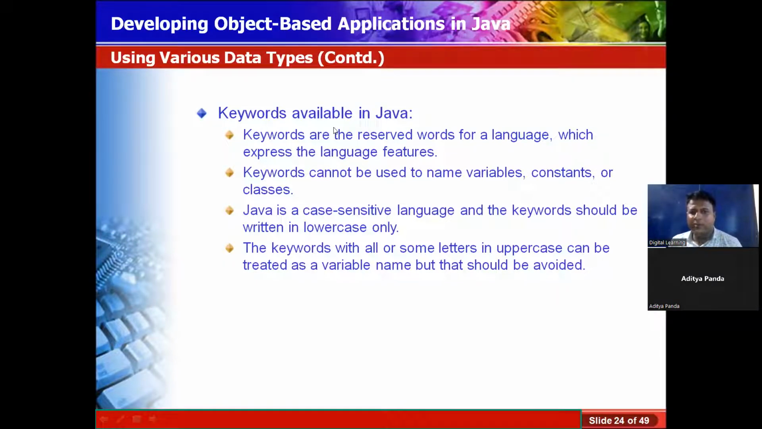The keywords available in Java are called reserved words. It is a reserved word for any language which can be expressed as a language feature. Keyword cannot be used to name a variable, like public, system; these are keywords. The keyword cannot be used to name a variable or constant. As Java is a case sensitive language, keywords should be written in lower case only. Some keywords are a combination of upper case and lower case.